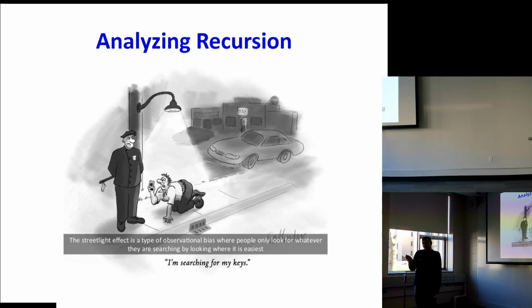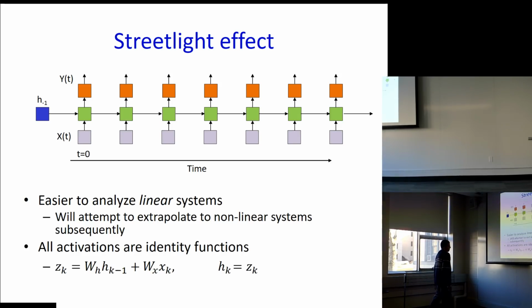And like in the past, we're going to use the streetlight effect. We will analyze things that we know how to analyze and hope that whatever analysis we have carries over to things that are more complex. So we'll look where we know how to look, regardless of whether the answer is there or not. And specifically, we're going to look at linear systems. Now, here, every neuron I'm going to assume is a linear function.